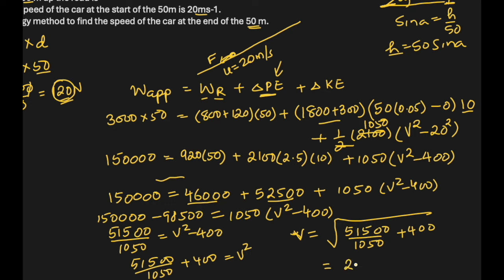So what I'm getting here is 21.1907. So I can write 21.2 meters per second.